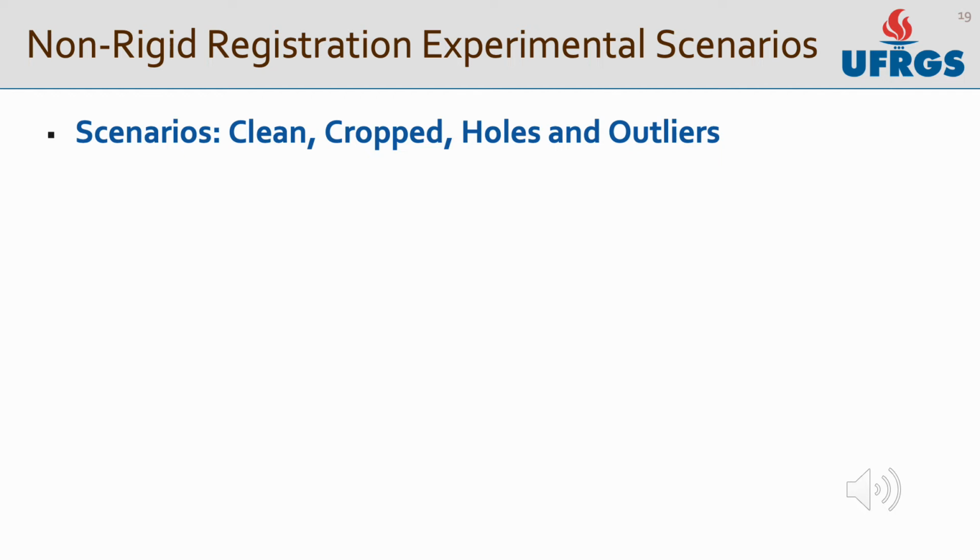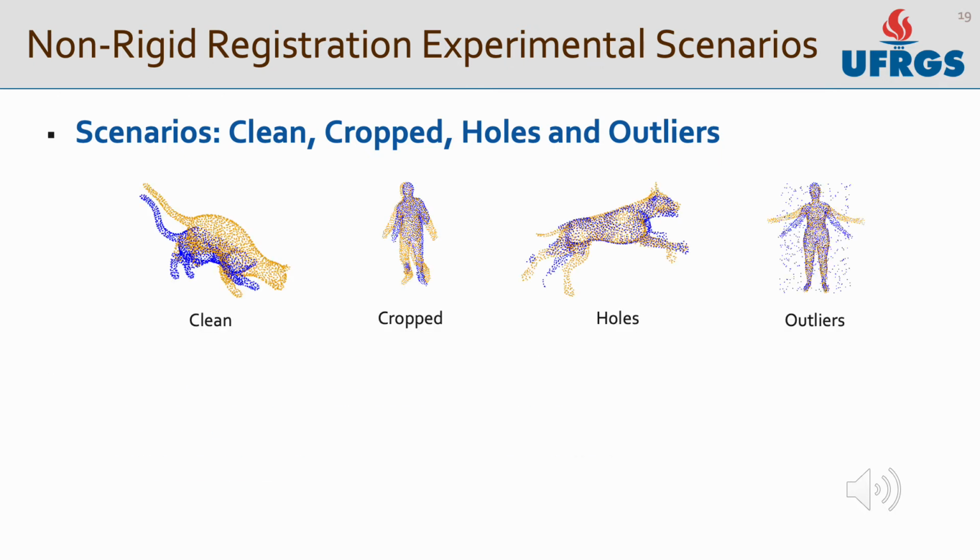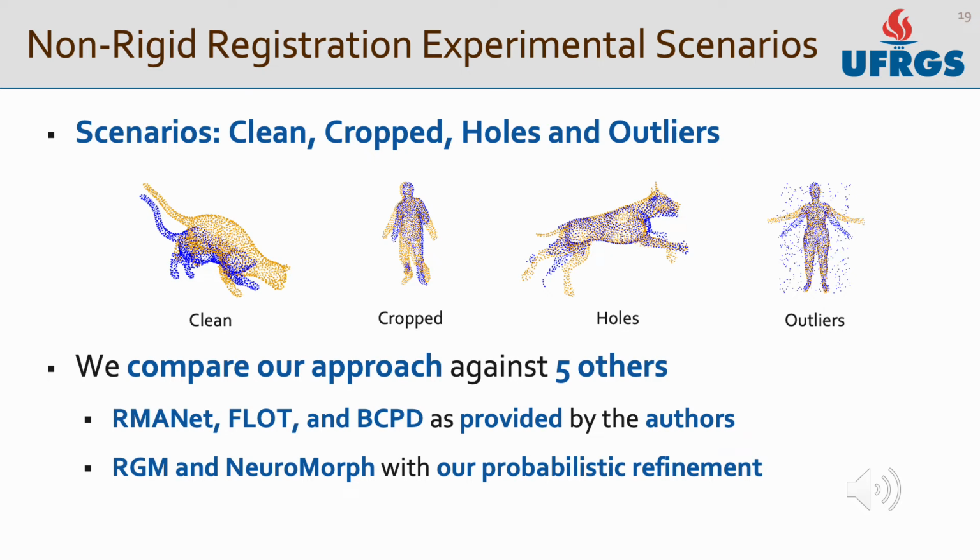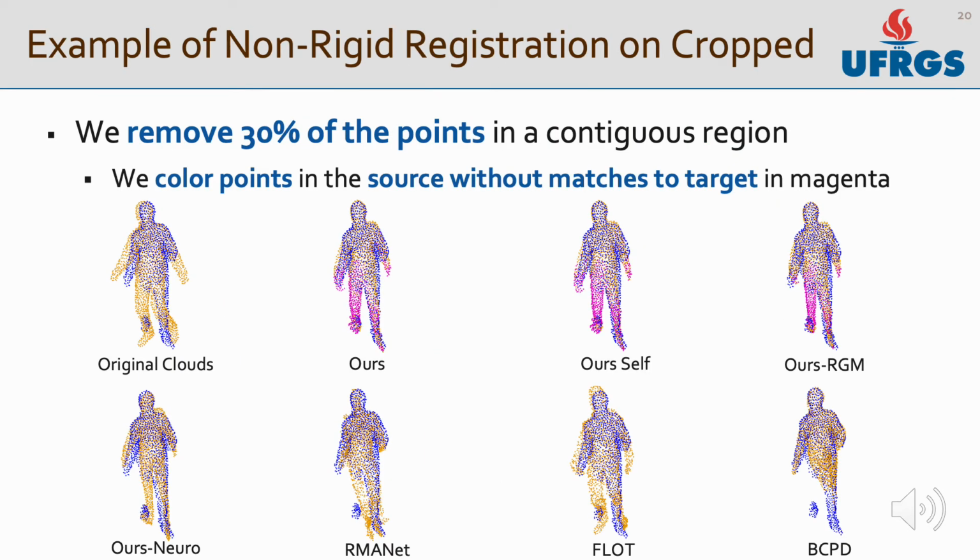First, we report results on non-rigid registration. We experiment with 4 different scenarios: clean, cropped, holes, and outliers. We compare against 5 techniques that solve this problem or adapted by us to do it. The adaptation consisted on using the correspondence produced by Neuromorph and RGM with our proposed refinement. These are results comparing the mentioned techniques to ours, with and without the self-supervised learning on cropped clouds. In this scenario, we remove 30% of the points in a contiguous region.